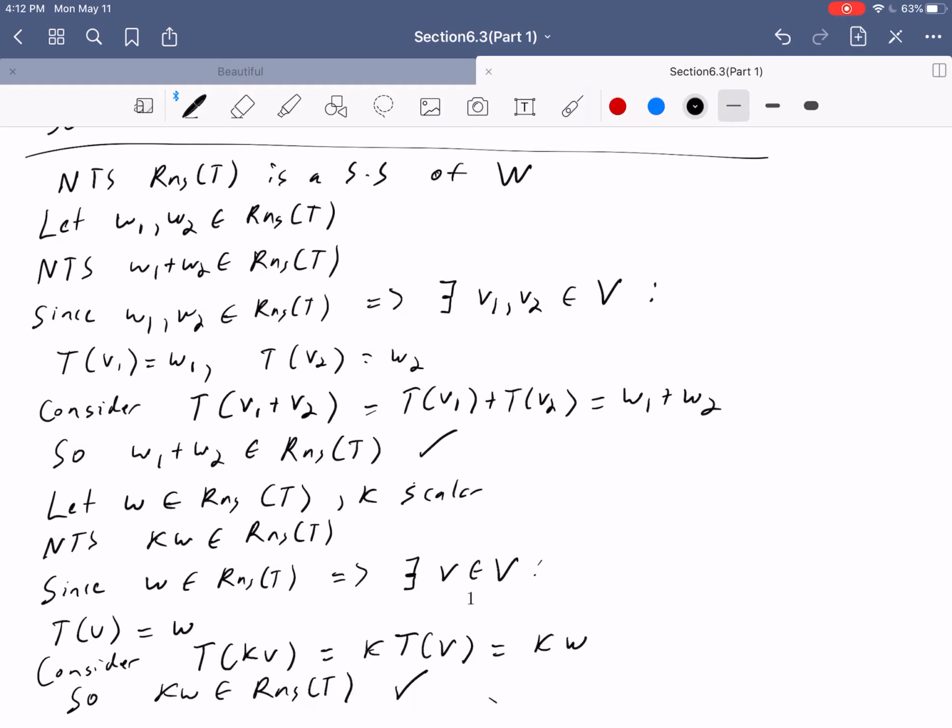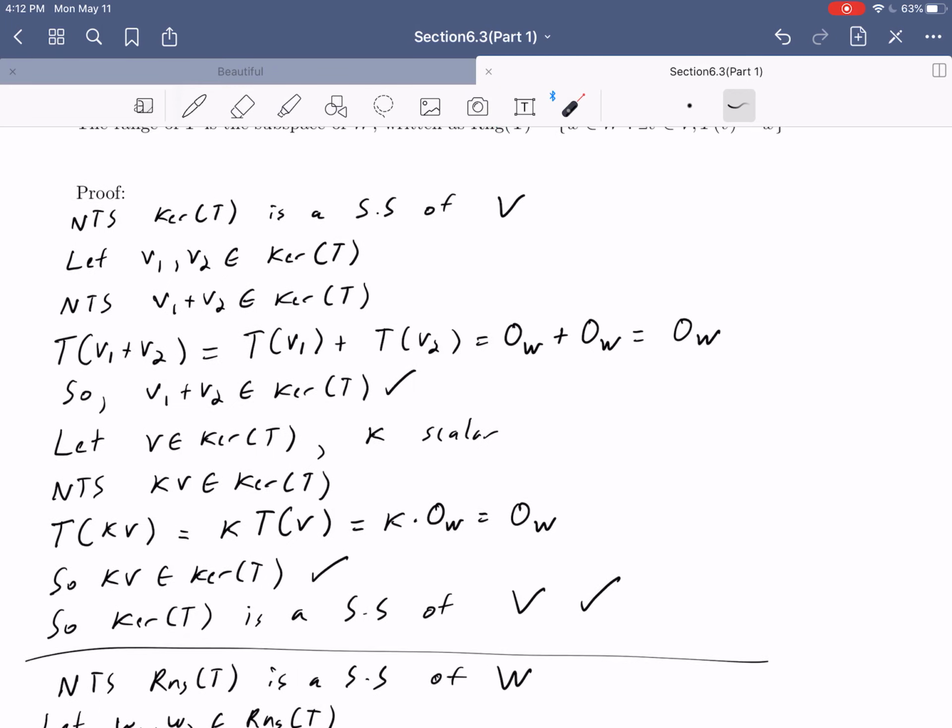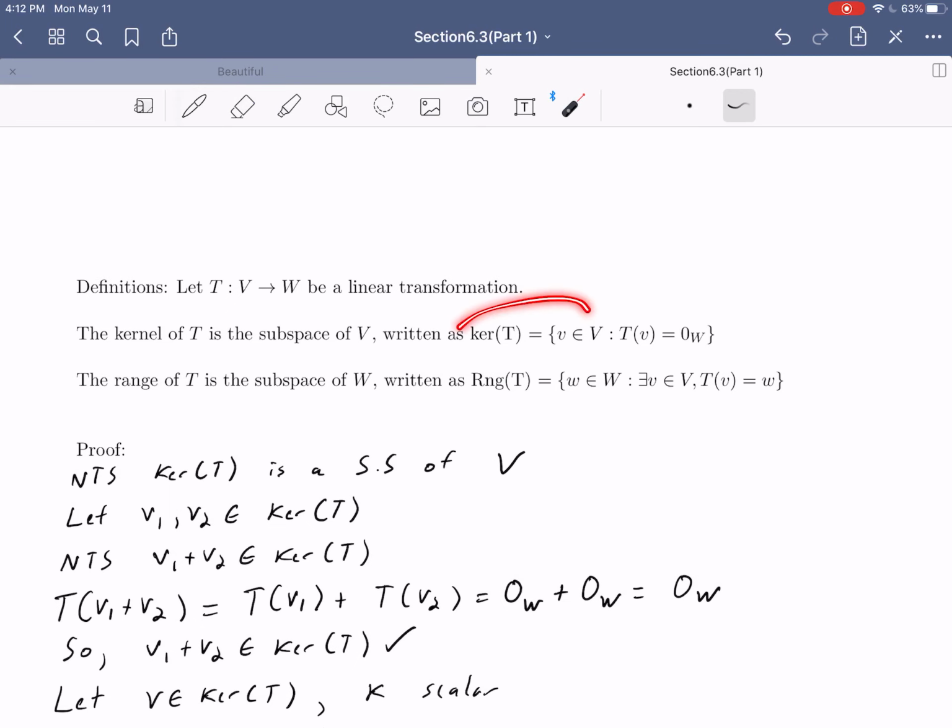Check. And I suppose if we just want to write our little ending here, this means range of T is a subspace of W. All right. So these two things show us that this definition is just a definition, but what we just proved is that the sets that I'm defining are not just sets, they're actually nice closed subspaces. The kernel, a subspace of the domain, and the range, a subspace of the codomain.